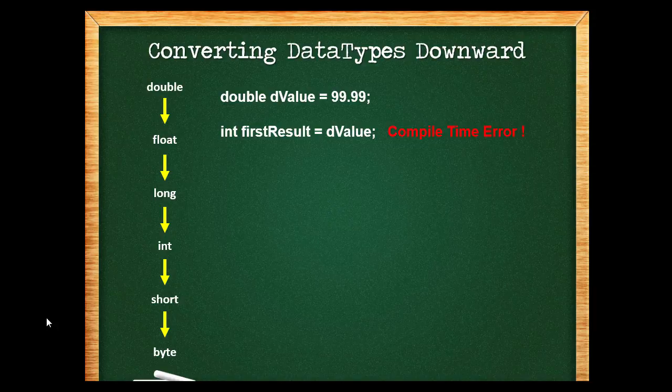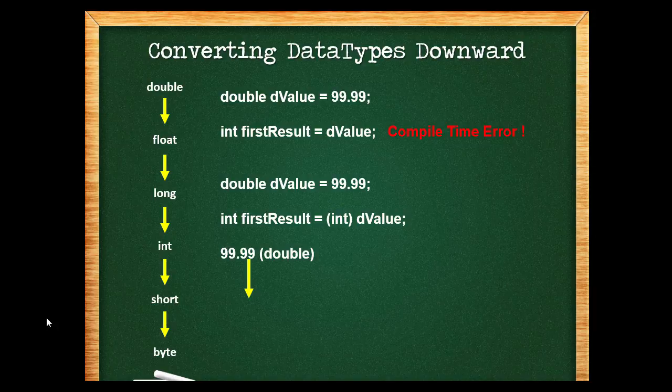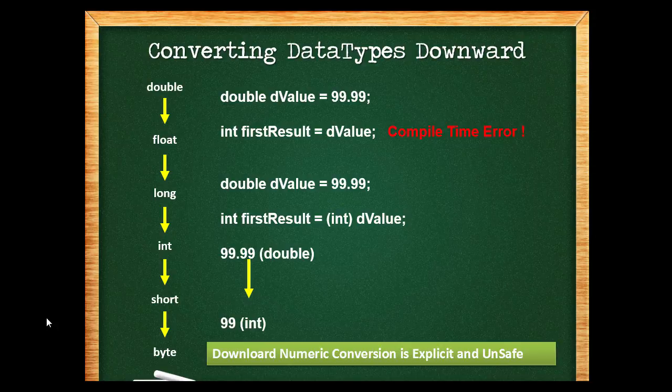So if you try to write double D value is equal to 99.99 and try to insert that value into an integer, you will get a compile time error, because here there are chances of you losing some value. But if you really want to say to the compiler that I don't care, even though I lose some value, I'll take the risk, this is how you do the explicit conversion, and this is called casting. So we are casting D value into an integer type. So 99.99 is being cast into an integer type. You can see you have lost a little value there, .99.